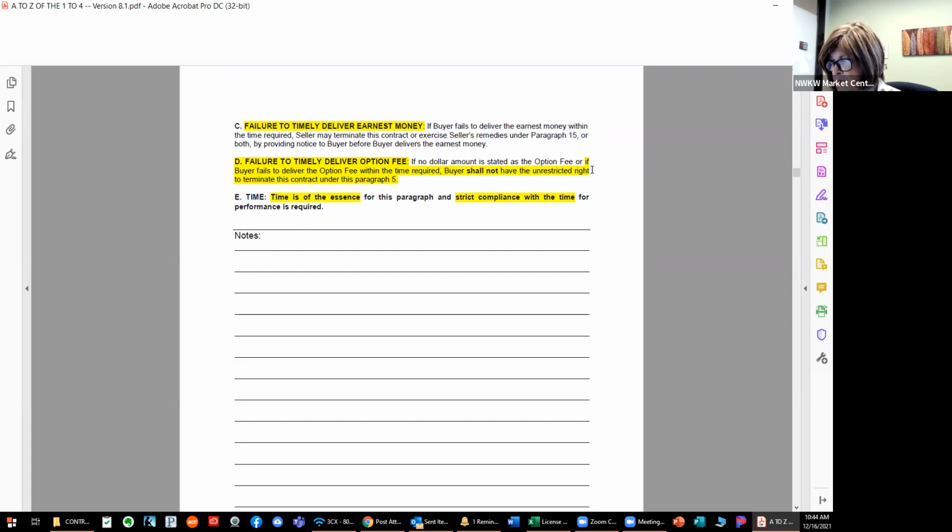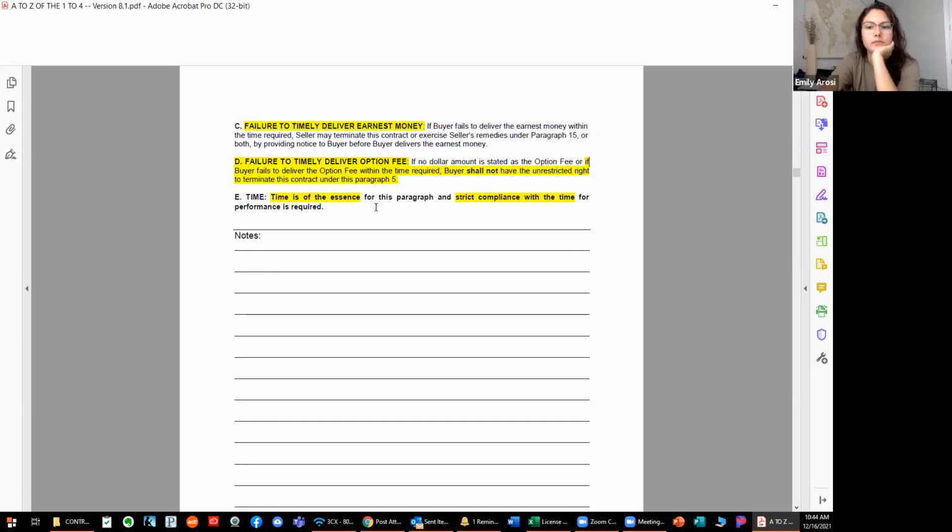We don't want that to happen. We want everybody to be trying to make this work. We're not looking for outs for our client. We're trying to protect our client so that they receive and get what they're trying to get, selling their property so they can move on to another property.